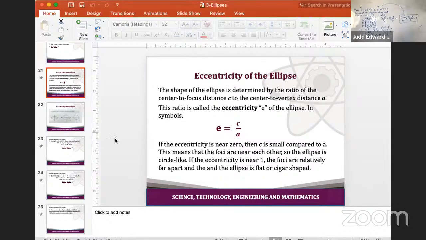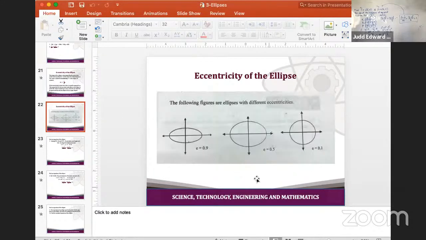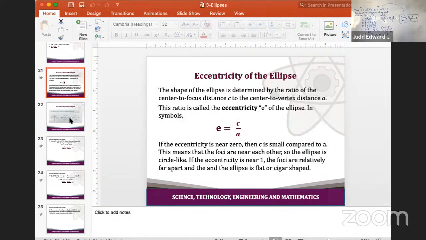So, ganun yung mangyayari. So, let's have an example. Ito yung illustration. Kung mapapansin nyo dito sa figure, yung E daw is equal to 0.9. Dahil papalapit siya sa 1, medyo magiging flat na yung itsura niya. Yung nasa gitna, E is equal to 0.5, medyo okay lang yung pagka-oblong. Tapos yung pinakahuli, E is equal to 0.1, mapapansin mo na halos it is now circle-like. Okay, tandaan nyo yung formula natin sa eccentricity? That is C over A.